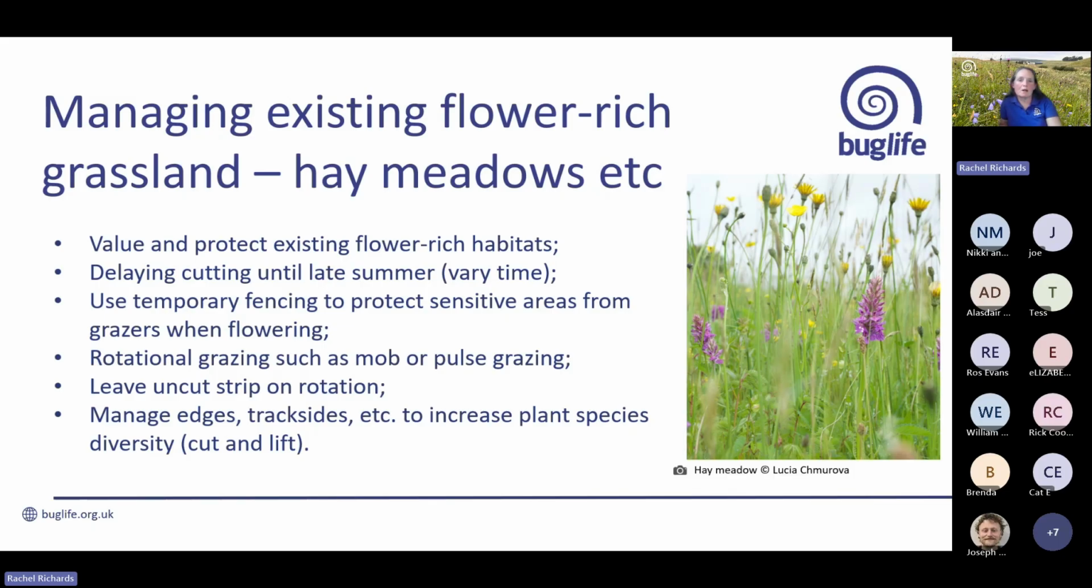Of course, when you do cut a meadow, as you would with a traditional meadow, you take the hay off and you remove that. So if you're just managing an area for wildlife and you're not farming it, you still need to take that hay cut off, take that vegetation off. Otherwise, the nutrients are going back into the soil. You don't want that with species-rich grassland. You want low nutrients.